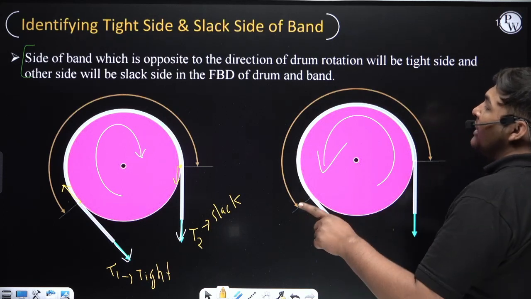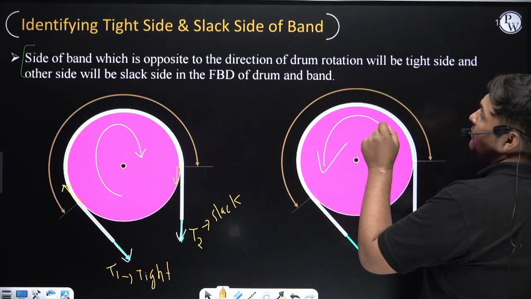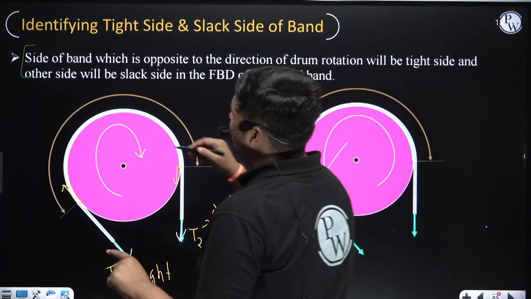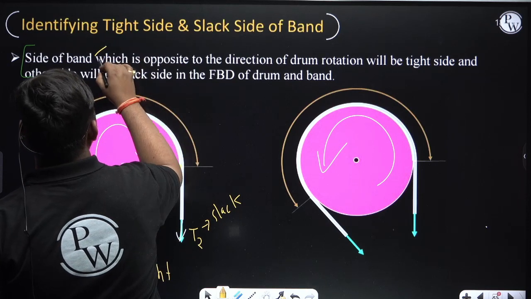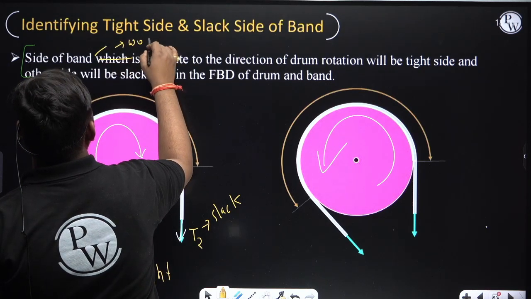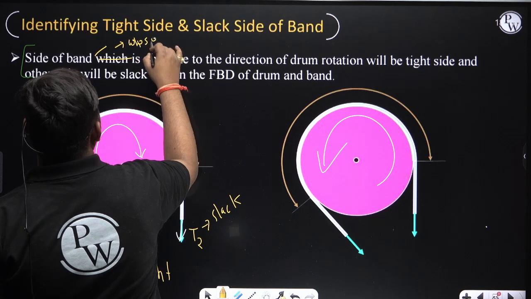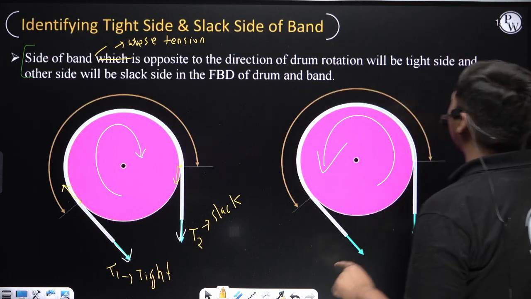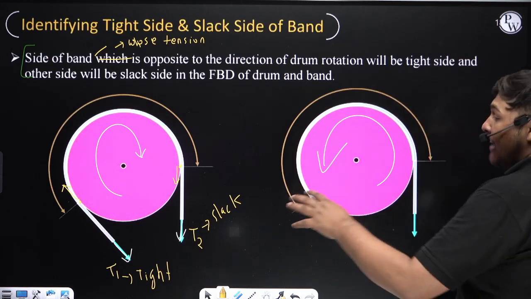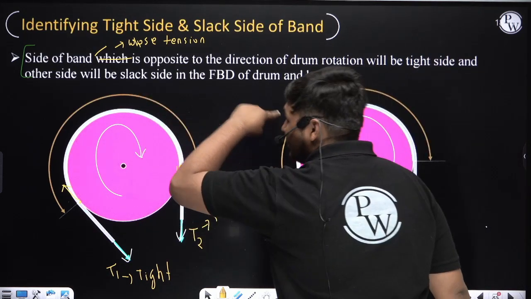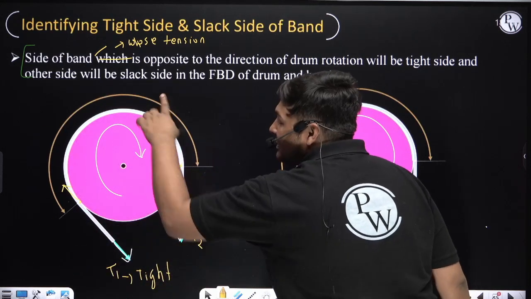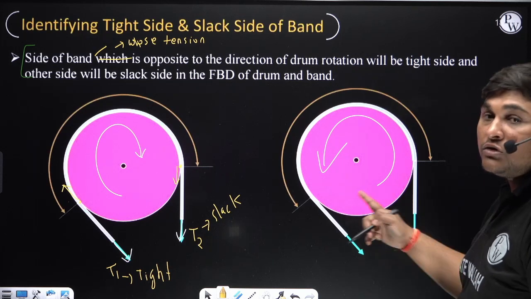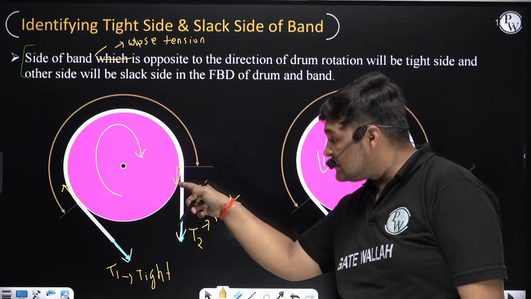The side of the band whose tension is opposite to the direction of drum rotation will be the tight side, and the other side will be the slack side. In the combined diagram of drum and band, you have to do this analysis in this diagram, not on other diagrams. Don't do this analysis in the diagram of the lever; do this in this one.